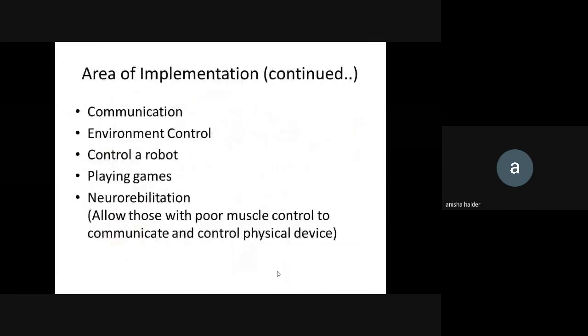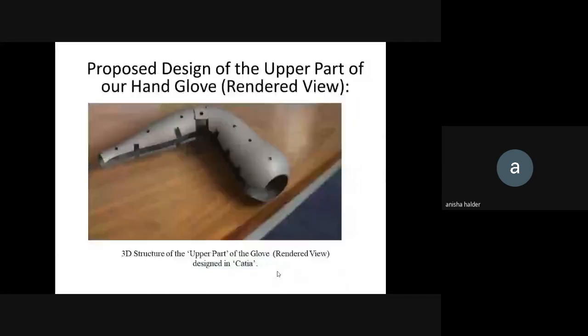Wait, one minute. I have a picture of my EEG machine, but I forgot it.